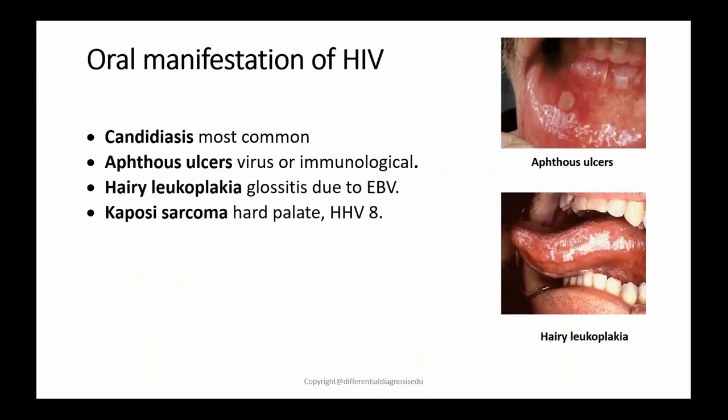What are the oral manifestations of HIV? Candidiasis is most common. Aphthous ulcer can be viral or immunological. Hairy leukoplakia, glossitis due to Epstein-Barr virus. Kaposi sarcoma involving the hard palate, caused by HHV8. Human herpes virus 8. And we'll discuss them in detail later.